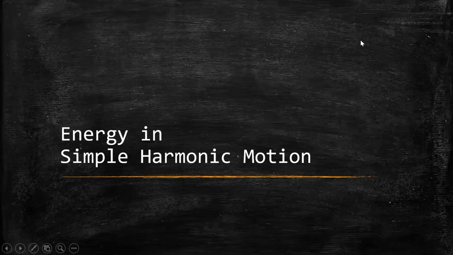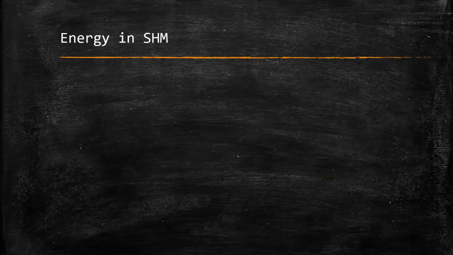Energy in simple harmonic motion. We have two types of energy: the kinetic energy and potential energy. And in simple harmonic motion, these energies are present.